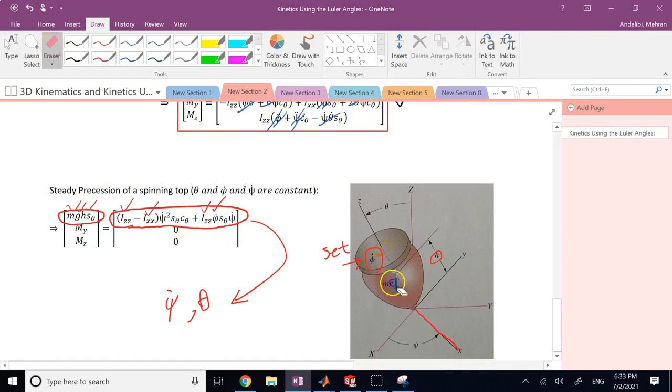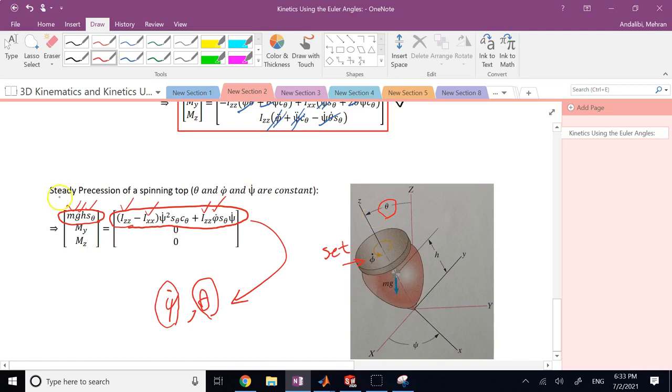And now, what's the good thing about this equation? Well, this equation gives you the relation between these two parameters, theta and what? Psi dot. So for example, if I can measure my psi dot, I can determine theta. Or if I can measure my theta, then I can determine what? Psi dot, the precession rate, correct? So this one equation gives you the relation between the precession rate and the angle theta.